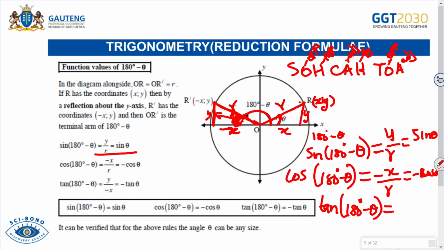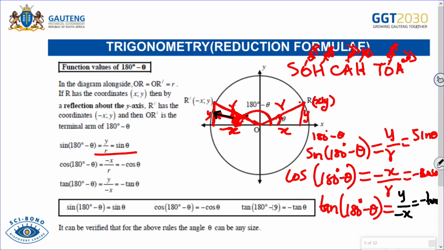So if I'm looking at this angle, I'll say, okay, the side which is opposite is going to be your y, and the side which is adjacent is going to be negative x. So it means that my tan in the second quadrant is going to be negative tan theta.